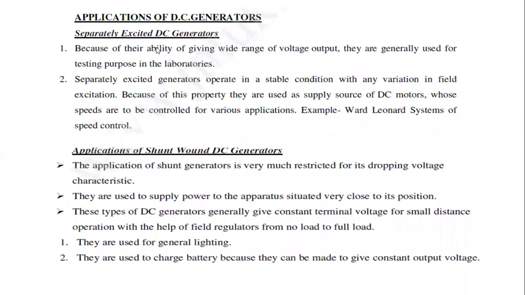Next, what are the applications of DC generators? How many types of generators are there? We have basically two types, separately excited and self-excited. The self-excited is again divided into three types: shunt, series, and compound. In total, we have four types of DC generators. Where are they used?